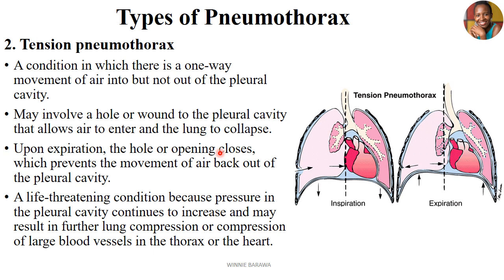We treat tension pneumothorax as a very life-threatening condition because the pressure in the pleural cavity normally continues to increase and can lead to further lung compression, leading to compression of the heart or even compression of major large blood vessels around the cardiovascular areas. So tension pneumothorax is an emergency and we really need to intervene very fast to prevent compression of major organs or major blood vessels around the thorax.